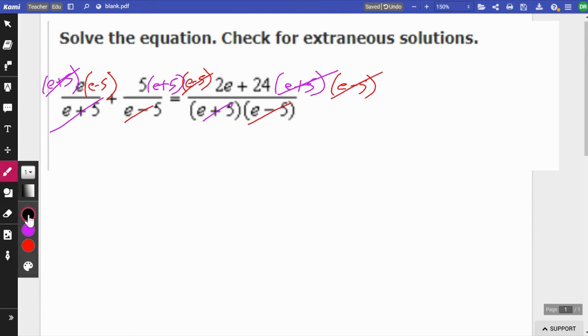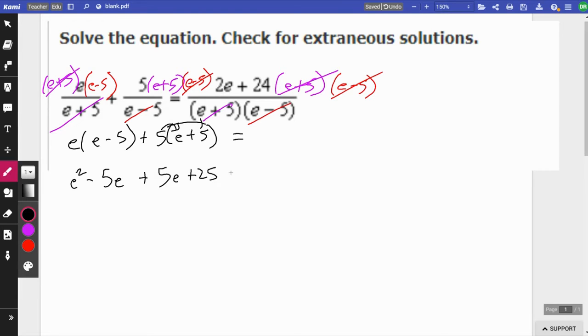Okay, so now we just kind of got to reassess what we got. We have e times e minus 5 from this fraction right here. And we're going to distribute that in a second. We would end up getting e squared minus 5e. Okay, but that's just the first fraction. Second fraction, we would have 5 times e plus 5. And this would need to get distributed as well. So we still have the equal sign over here. We still got stuff to deal with. And this would get distributed as well. And we'd get plus 5e plus 25.